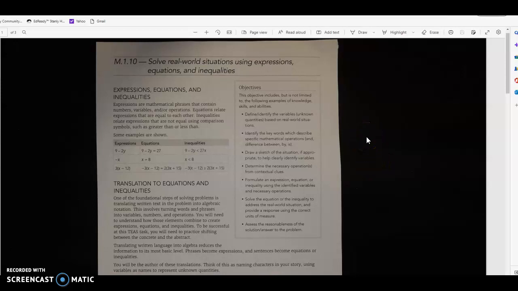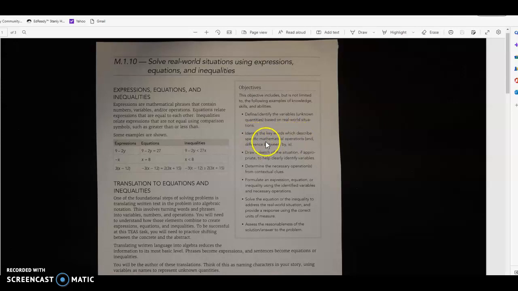In section M.1.10, we're going to solve real-world situations using expressions, equations, and inequalities. Expressions are mathematical phrases that contain numbers, variables, and/or operations. Equations relate expressions that are equal to each other, and inequalities relate expressions that are not equal using comparison symbols such as greater than or less than. We've done some of the equations and expressions back in one of the first sections when we were doing the algebra solving equations.